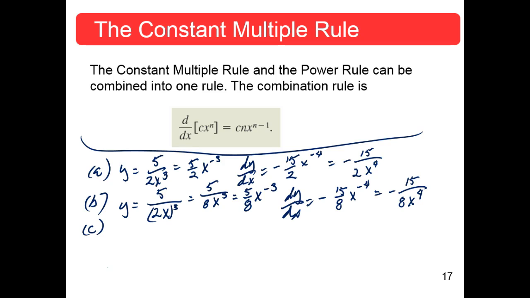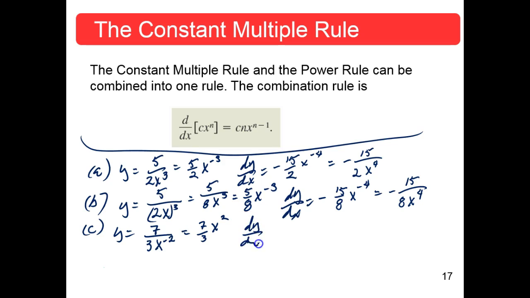Okay. Let's do number C. Y is equal to 7 over 3x to the minus 2. What would you do first? Rewrite. How would you rewrite that? 7 over 3. Second? X squared. Ding, ding, ding. You got it. Okay. And that's going to be a pretty easy one to do your derivative of.